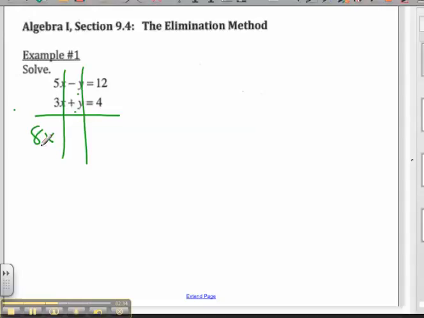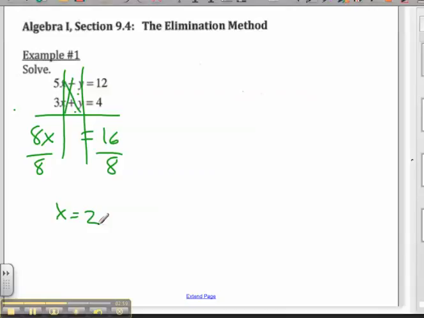What if I add negative y and positive y? What happens there, Chris? They cancel. So you know what? I'm not going to write anything there. I'm just going to cancel them out like that because they've gone away. Okay? I'm going to put my equal sign. 12 plus 4, Devin? 16. Divide both sides by 8, and x equals 2. Is that easy enough, Ruben? Do you like that?